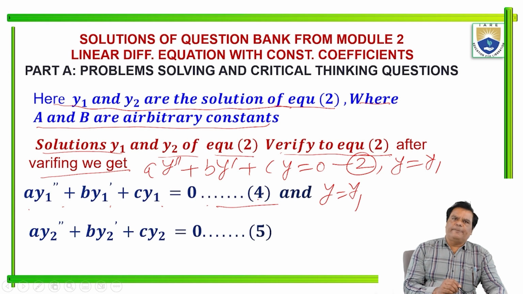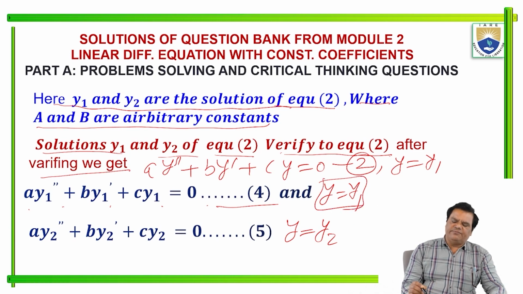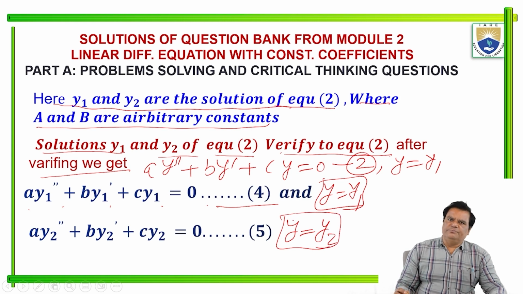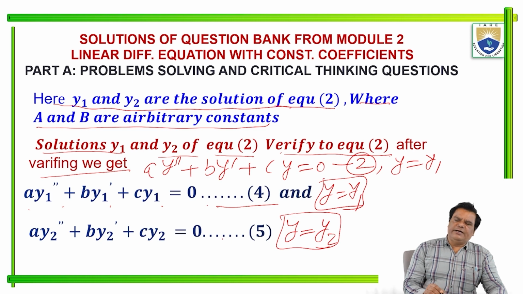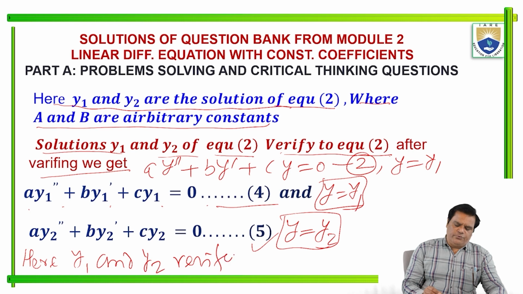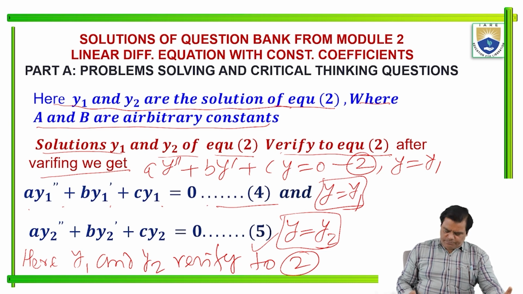This is equation 4. And putting y equal to y2, since y2 is the second solution of equation 2 and y1 is the first solution, this solution verifies equation 2. So a y2 double dash plus b y2 dash plus c y2 equal to 0. This is equation 5. Here y1 and y2 verify equation 2, 100%, because these are the solutions of equation 2.